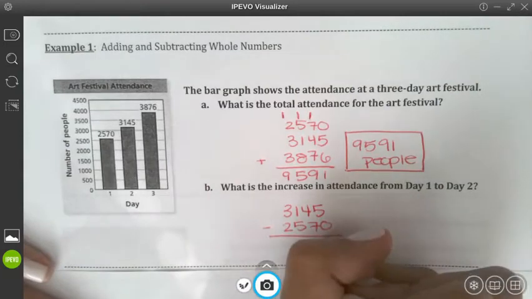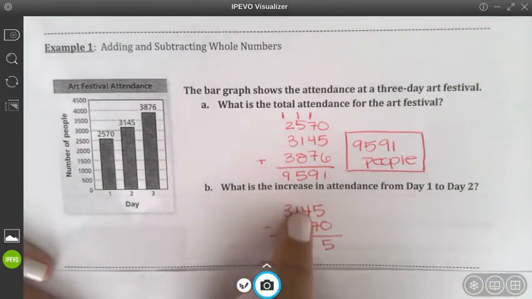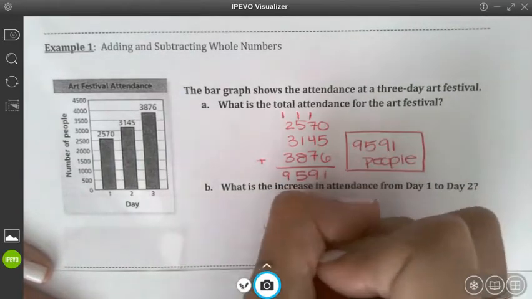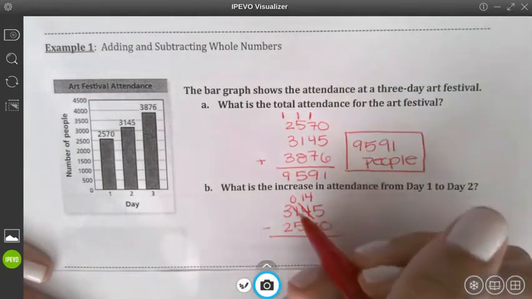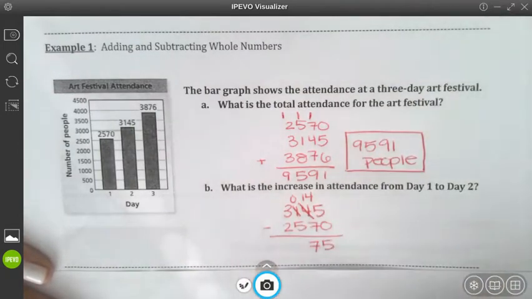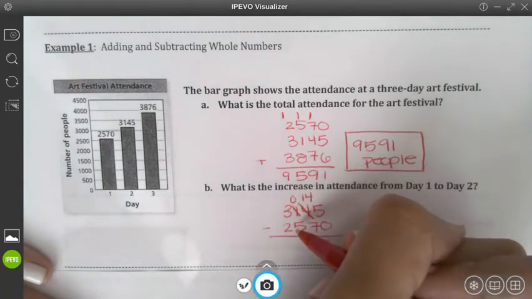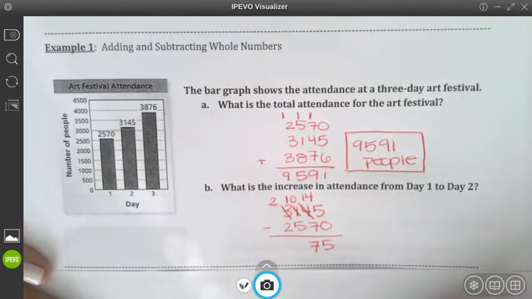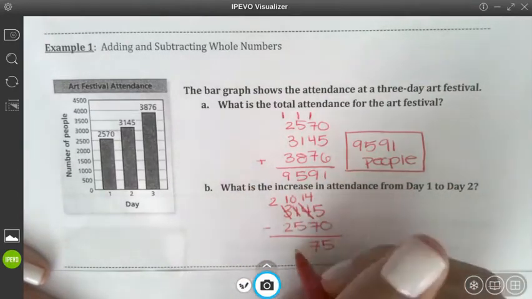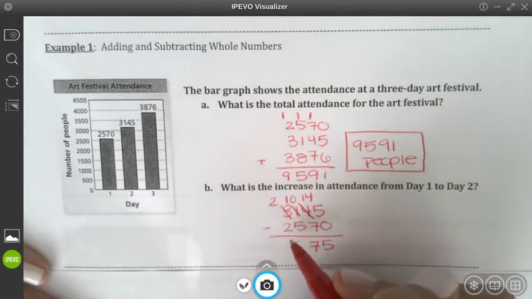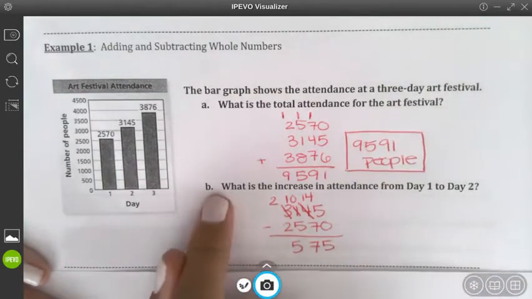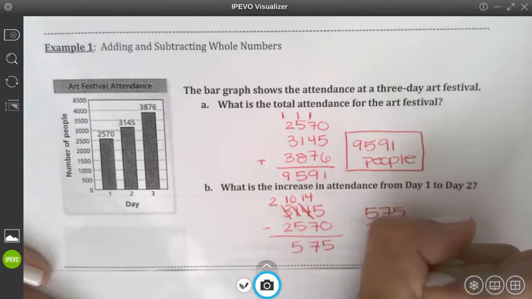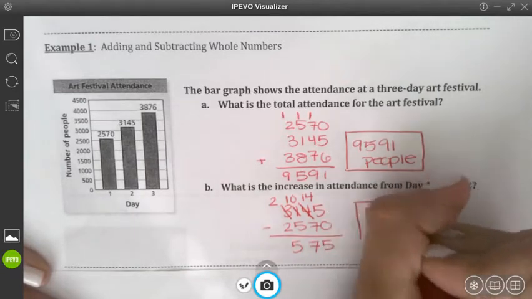Okay, 5 minus 0 is 5. We cannot do 4 minus 7, so we are going to cross out the 4, make it a 14, borrow from the 1, and make that a 0. 14 minus 7 is 7. We cannot do 0 minus 5, so we have to borrow again. We're going to make that 0 into a 10, borrow from the 3, and make it a 2. 10 minus 5 is 5. 0 minus 0 is 0. So when we answer, what is the increase in attendance? 575, and we label it, because it's a word problem, people.